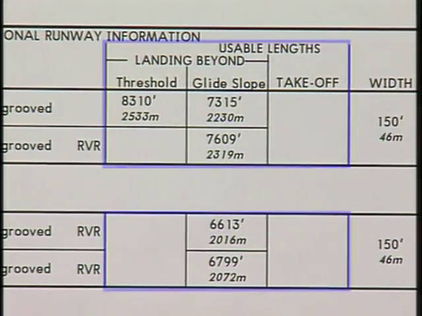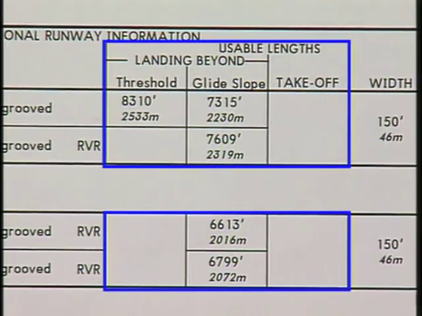Also included are the usable lengths of the runways beyond the threshold and beyond the point abeam the glide slope transmitter to the end of the runway. The usable takeoff distance is also provided if the runway takeoff length is restricted. In this case, the takeoff is not restricted.